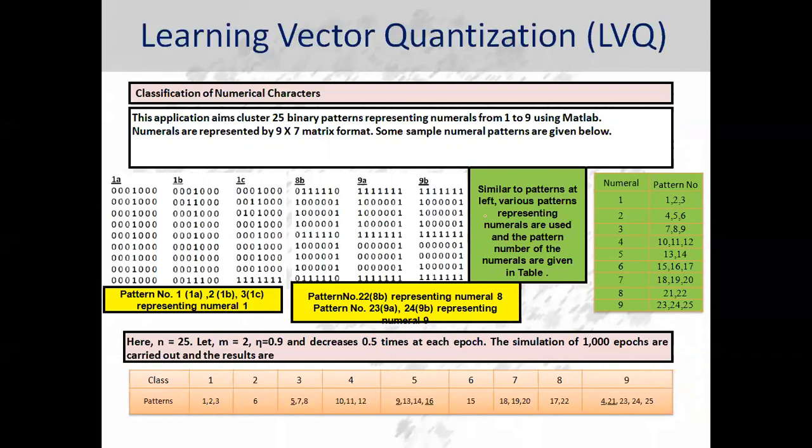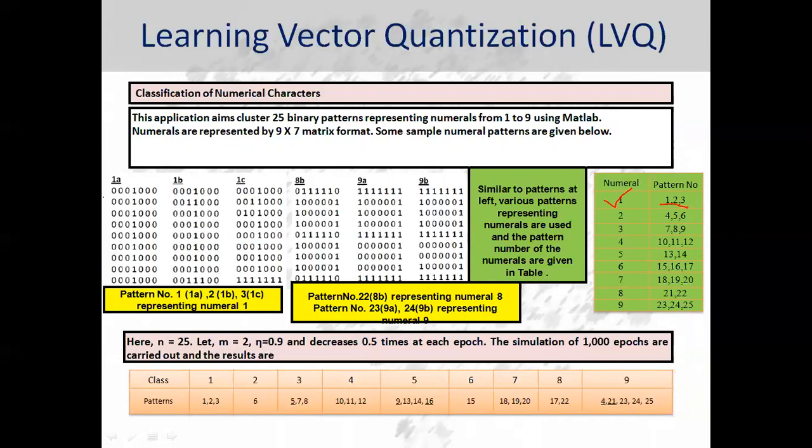Each writer was asked to write 1 in this grid, 2 in this grid, 3 in this grid, and up to 9 in this grid. And in such a way, a total of 25 patterns were collected from different writers. This is the actual count of different characters. It means digit number 1 was represented using pattern number 1, 2, and 3.